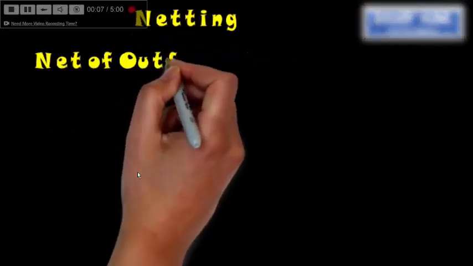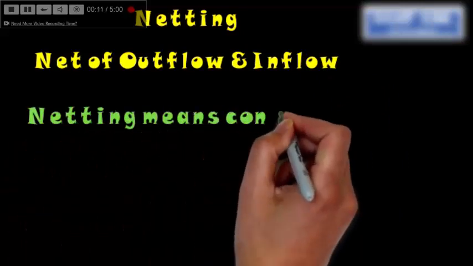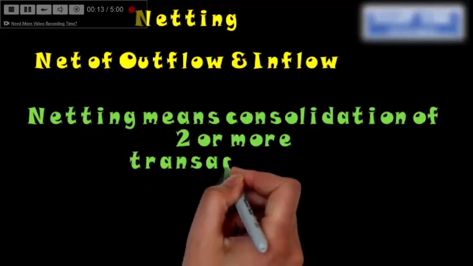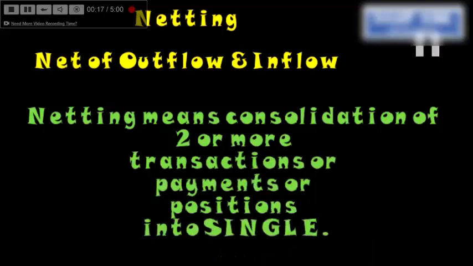In this video we are going to discuss netting, the net of outflow and inflow. Netting simply means the consolidation of two or more transactions or payments or positions into one single one. For example, I have a dollar outflow, inflow, outflow. So that consolidation into one, that now I have either an outflow or an inflow. That is what it is all about, netting.